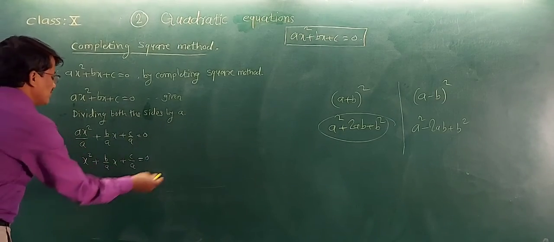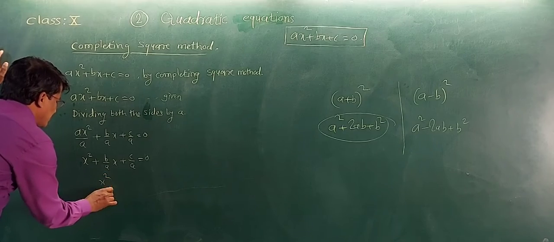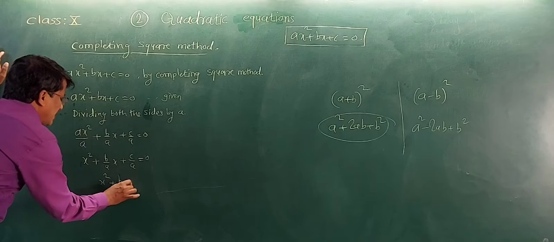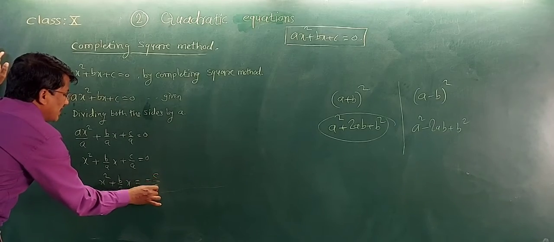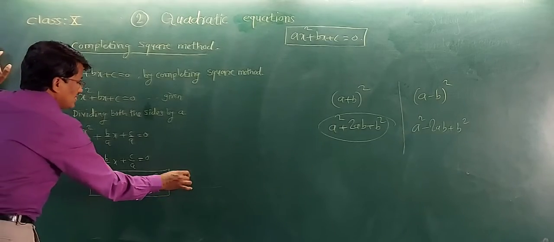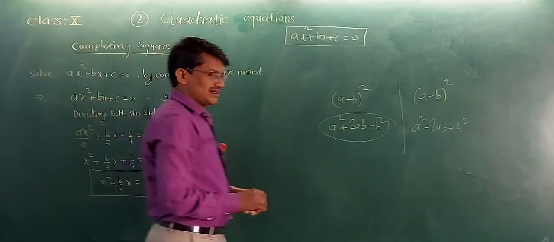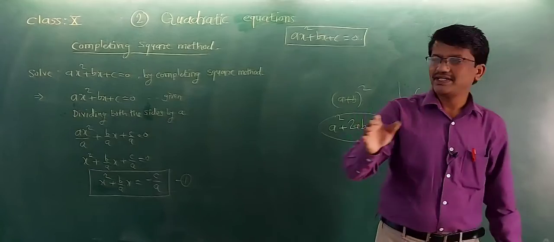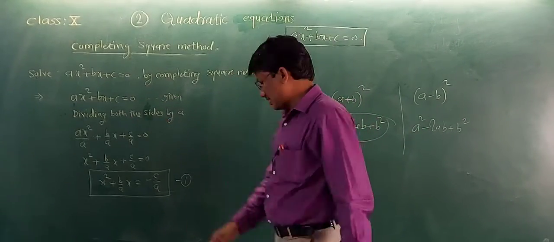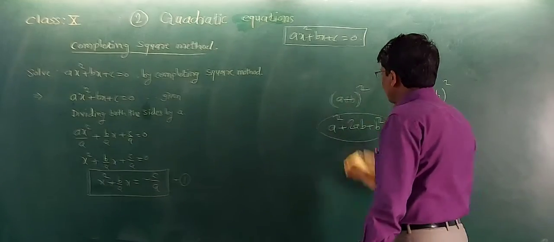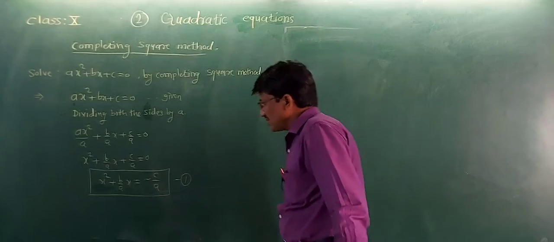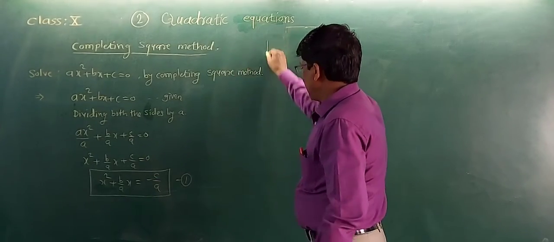Shift this term to the right side. So x square plus b upon a x equal to minus c by a. Give this equation number 1. Okay. All the examples we can solve with the help of the same method. So the coefficient of x square must be 1. After that, shift the constant term to the right side.